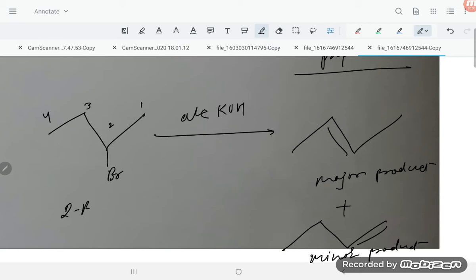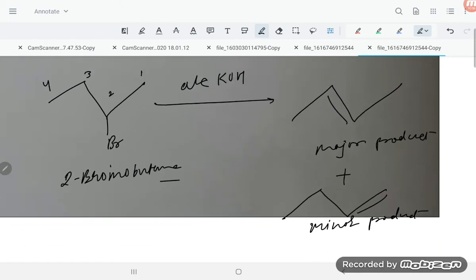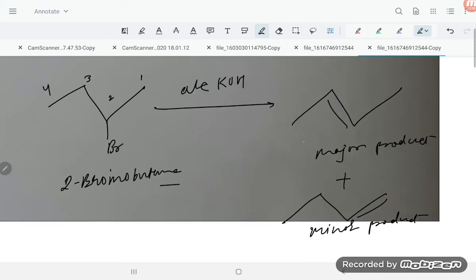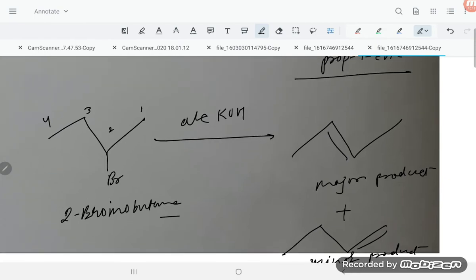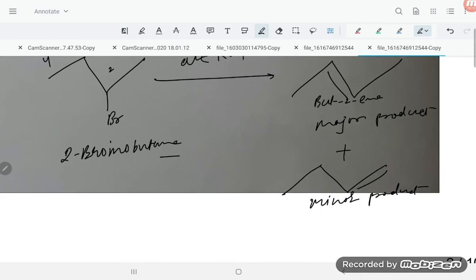No, 2-bromobutane. Okay, 2-bromobutane is there, and here is the major product: 1 2 3 4. So what is there, student? Butene. Okay, butene. This is stable, this is unstable.